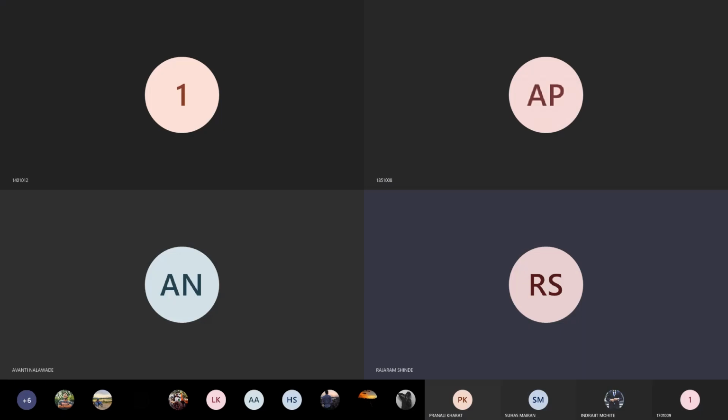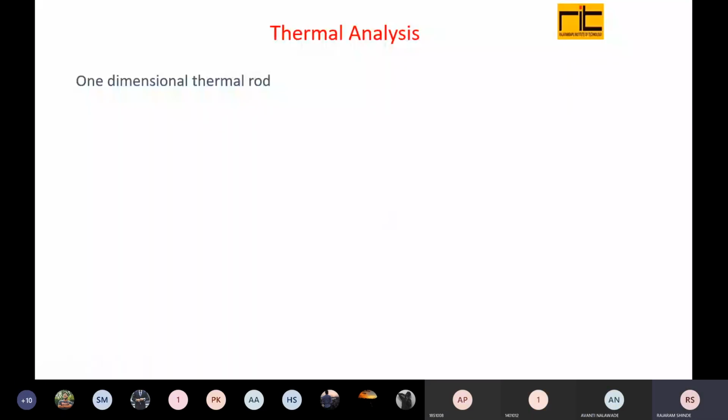I will show you one-dimensional thermal analysis, how we can do the thermal analysis. See here, one interesting thing of the finite element method: it has the same equations for all disciplines. Now, how it is the same equation as that of the structural problem, that also I will explain.